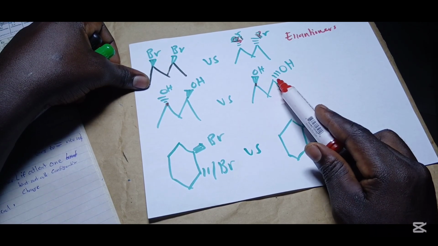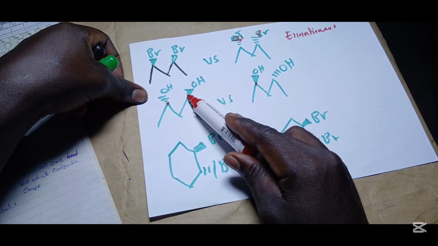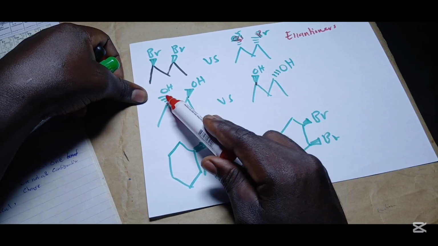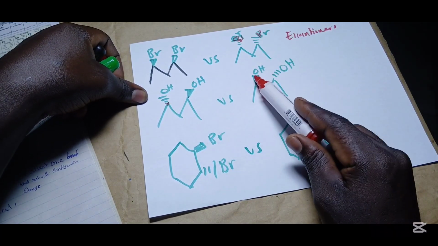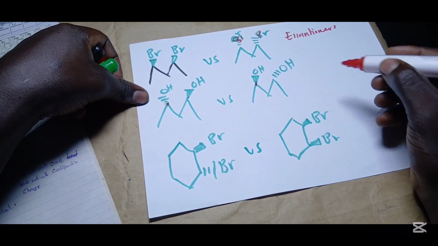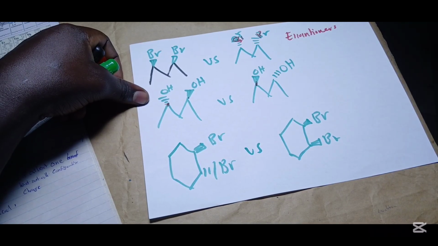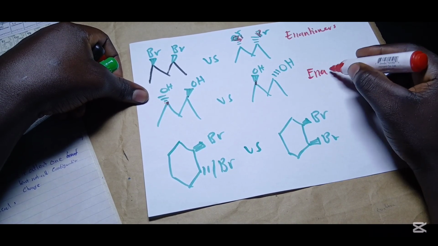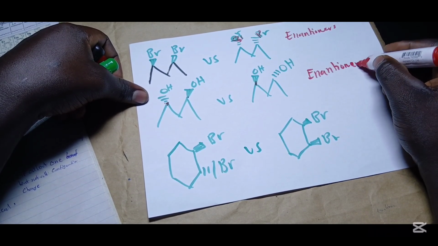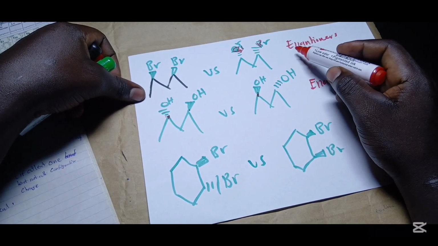So what is happening? The configuration has changed totally, because this one right here is on a solid wedge here, but here it's on a dash wedge. And this one here is on a dash wedge, but here it's on the solid wedge. So try to figure that out. The configuration has changed totally. So they are enantiomers. I know you are wondering about this. Sometimes that's how it is. If you don't take care, you are going to confuse yourself.